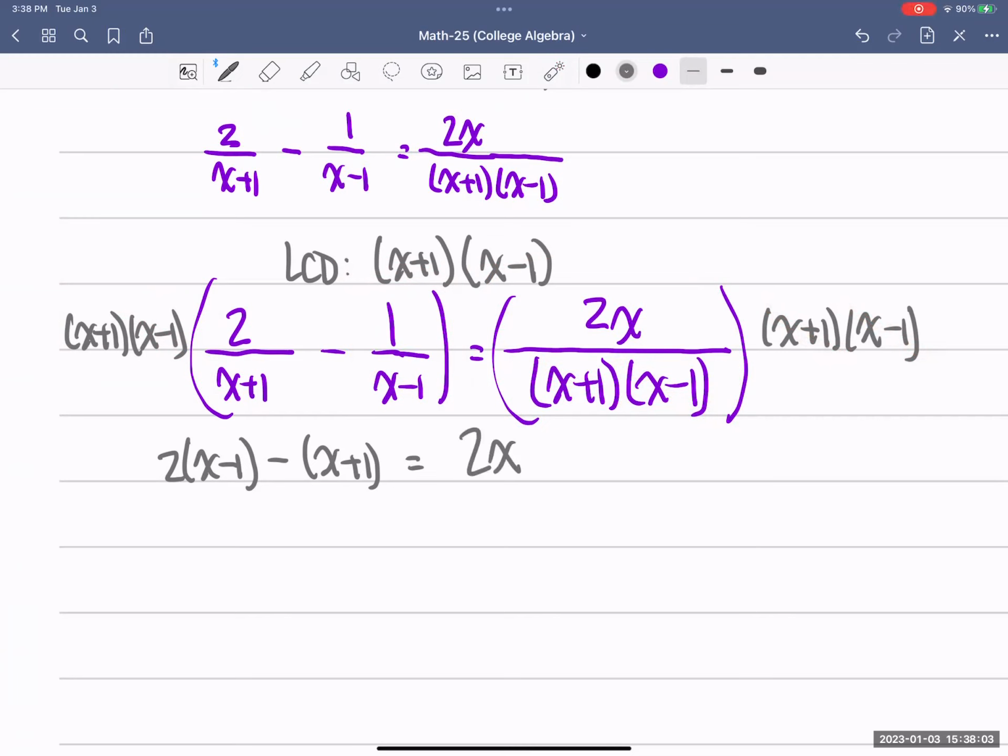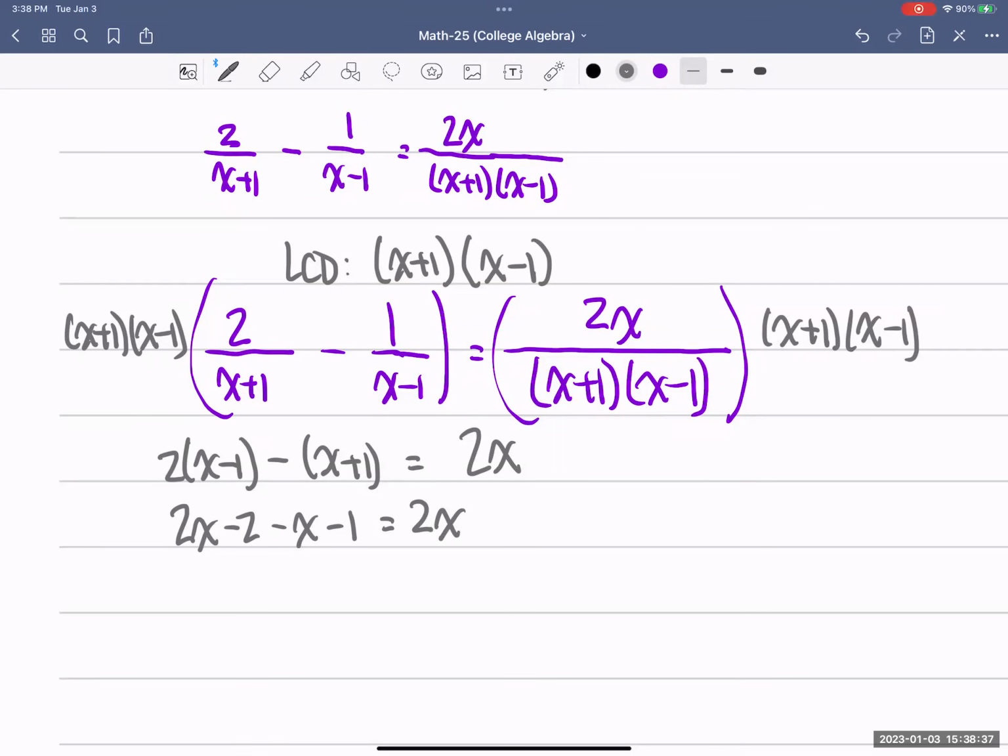So now that we have that, we could start solving. We could simplify. So distribute the 2 to those two terms there. So 2 times x gives us 2x. 2 times -1 gives us -2. And now this negative is going to be distributed to both terms here. So x times -1 is going to be a -x. Negative times 1 is going to give us a -1. That's equal to 2x.